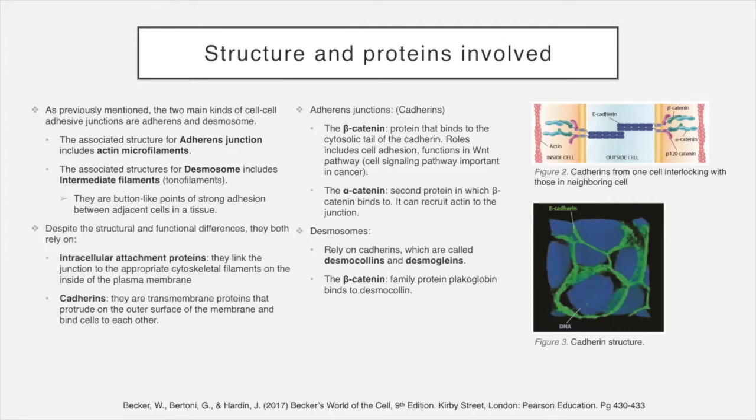In adherens junctions, or cadherins, beta-catenin is a protein that binds to the cytosolic tail of the cadherin. Its roles include cell adhesion and functions in the WNT pathway, which is a cell signaling pathway important in cancer. Alpha-catenin is the second protein, to which beta-catenin binds. It can recruit actin to the junction. Desmosomes rely on cadherins called desmocollins and desmogleins. The beta-catenin counterpart in this protein family, plakoglobin, binds to desmocollin.